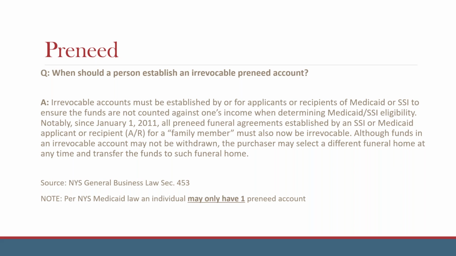I have a note at the bottom, which is also important, because we have run into this in the past. A person may only have one pre-need account. This is only applicable to irrevocable accounts, because it's under the Medicaid law, not the general business law. So could somebody potentially have two revocable pre-need accounts set up at two different funeral homes? Yes. We don't encourage that for a lot of reasons, but legally it's not impermissible.